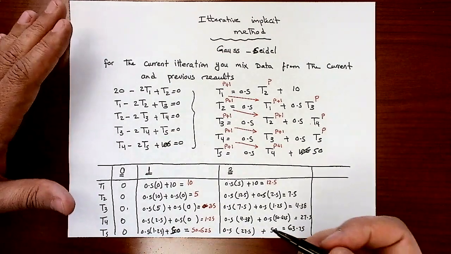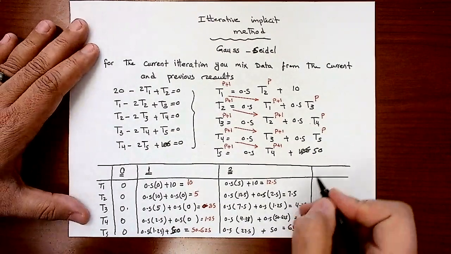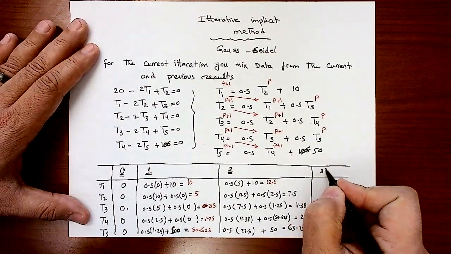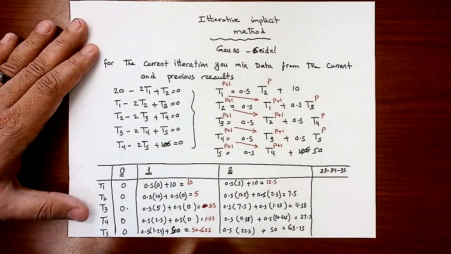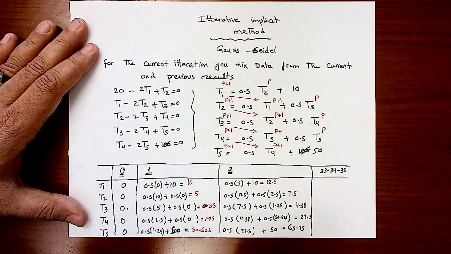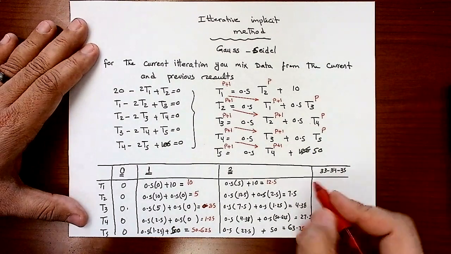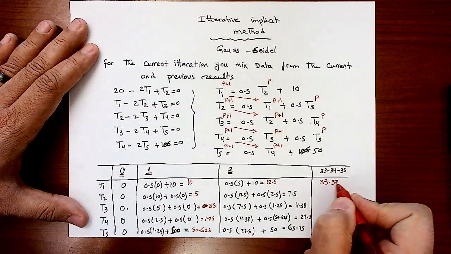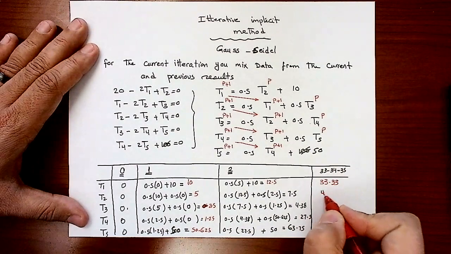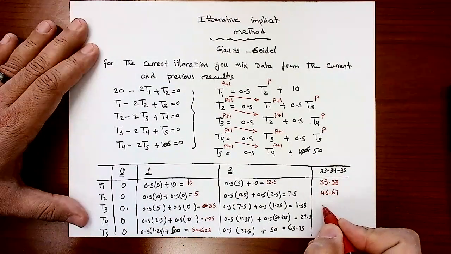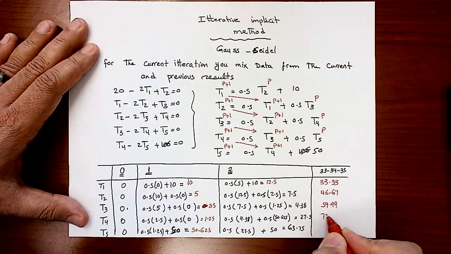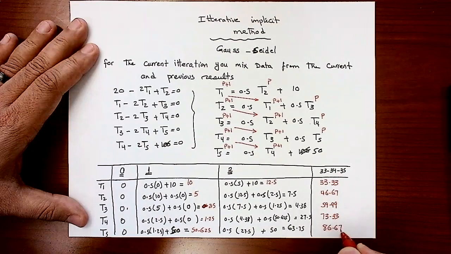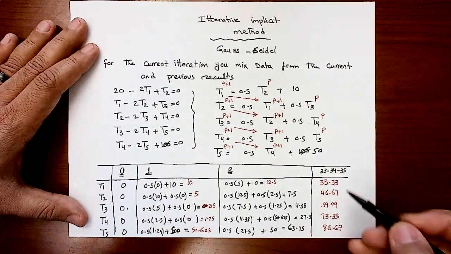So if you do that, you will find that at steps 33, 34, 35, you almost get the same answer. So I got 33.33. I got here 46.67. I got for this one 59.99, and I got this 73.33. Then I got this to be 86.67. Again, this is very close to the analytical solution.